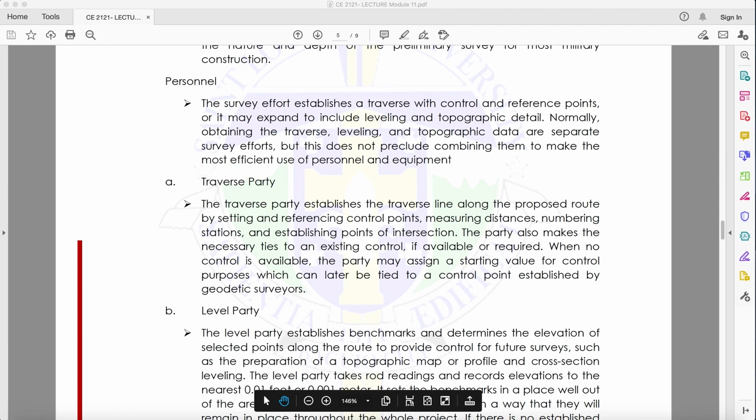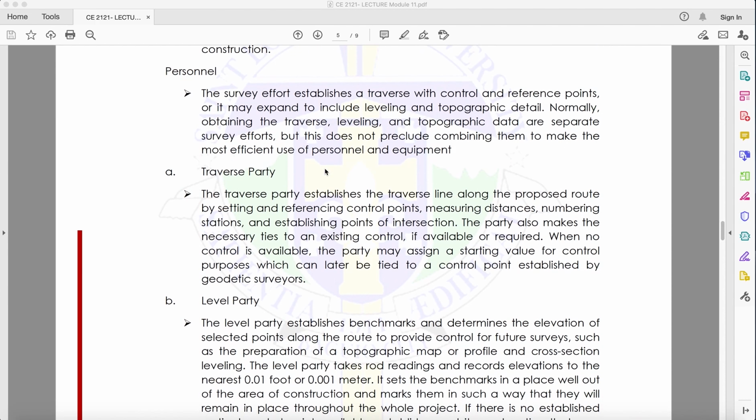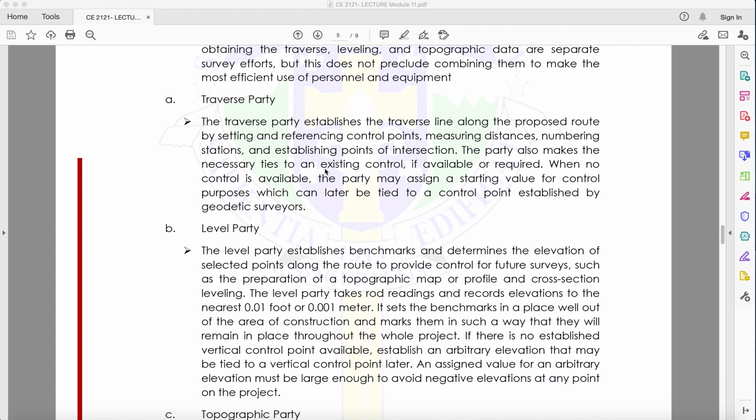Okay, so a survey effort establishes a traverse with control and reference points, or it may expand to include leveling and topographic detail. Normally, obtaining the traverse, leveling, and topographic data are separate survey efforts, but this does not preclude combining them to make the most efficient use of personnel and equipment.